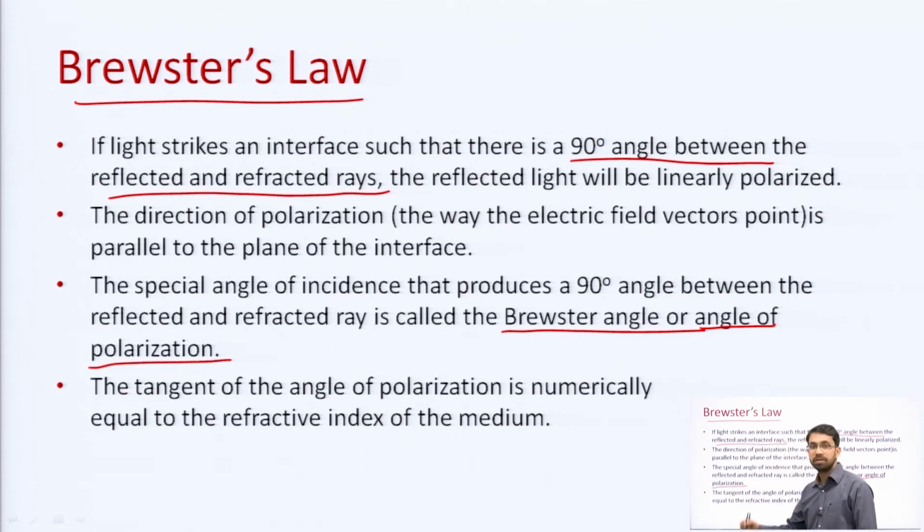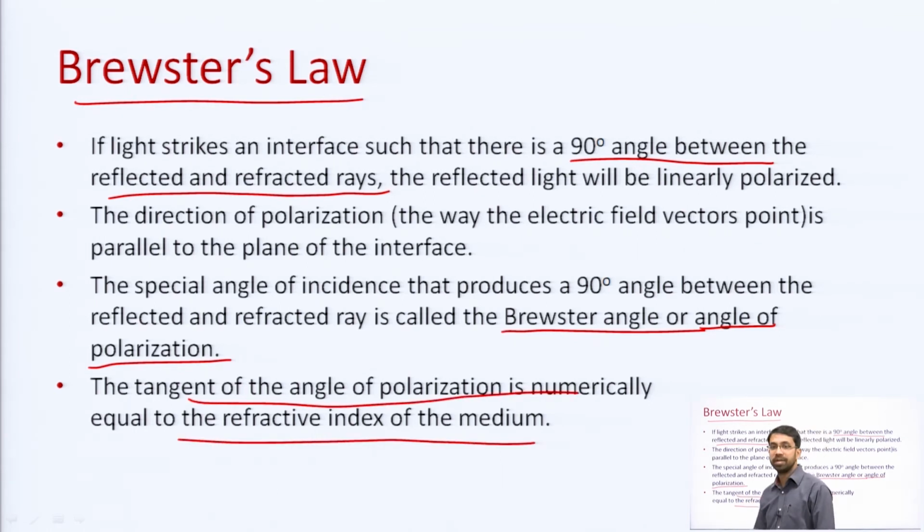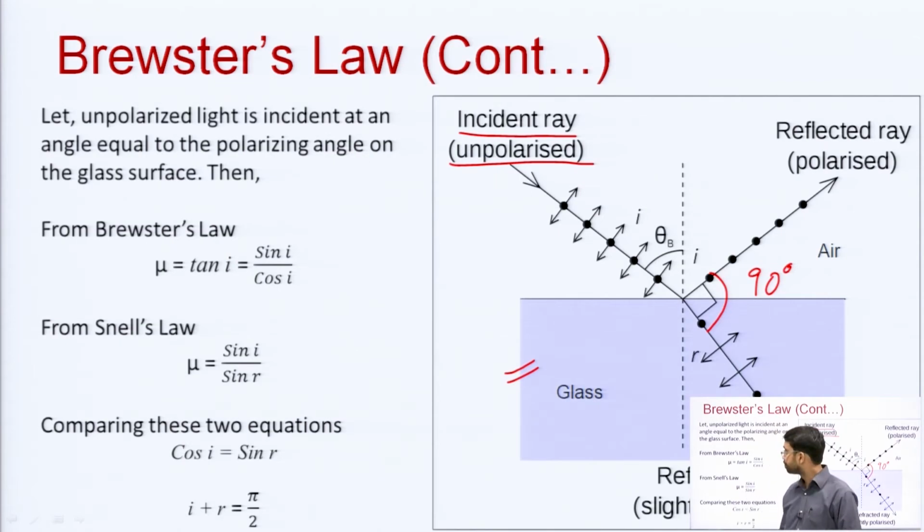So, if we make the light ray fall on the glass plate at this particular angle, then we get plane polarized light, linearly polarized light. So, we call it angle of polarization. The tangent of angle of polarization is numerically equal to the refractive index of the medium. We will see this using a small derivation.